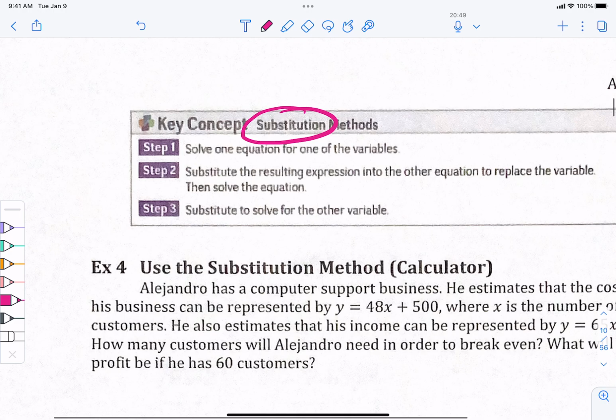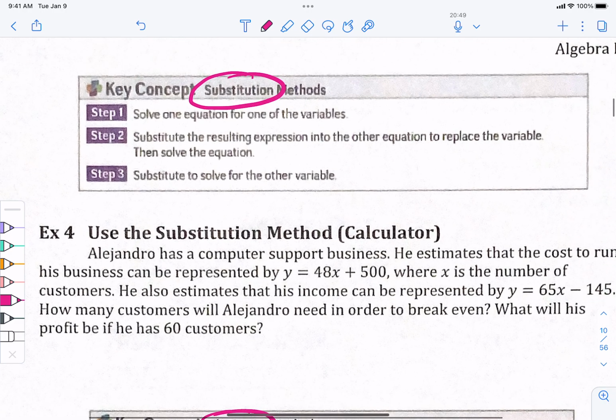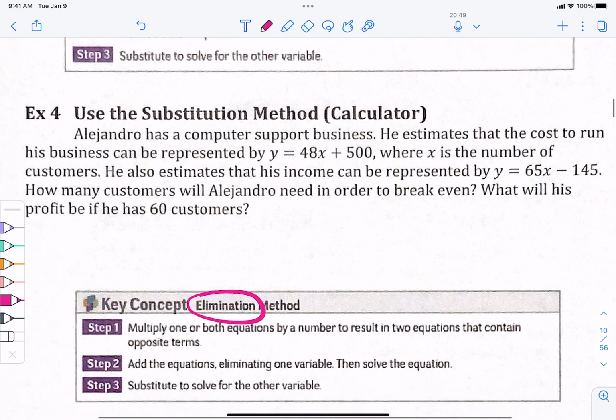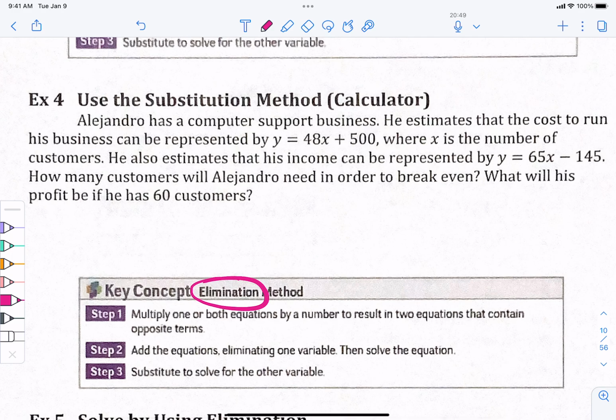All right, so let's do this one. This first one is substitution, okay? When you are doing the substitution method, you have to solve the equation for one of the variables. So in this example, I'm going to use the substitution method, and it says use a calculator. We're going to do this without a calculator because we don't need one.